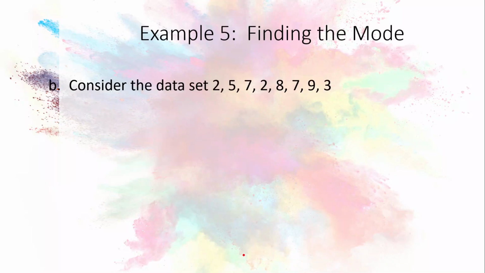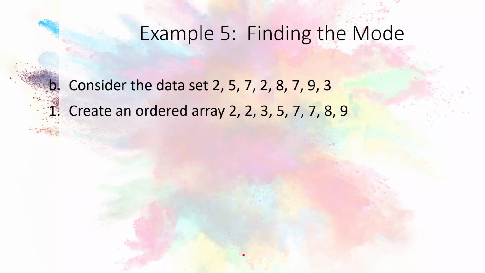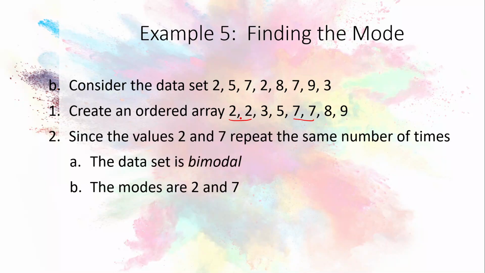Okay, next up, we have this one. Once again, I think we need to create an ordered array. Once you've sorted, it's pretty clear that we have a tie. We have 2 7s and we have 2 2s. Not a 2 but 2 2s. Okay, so since the values 2 and 7 repeat the same number of times, this data set is bimodal. Okay, and the modes happen to be 2 and 7.